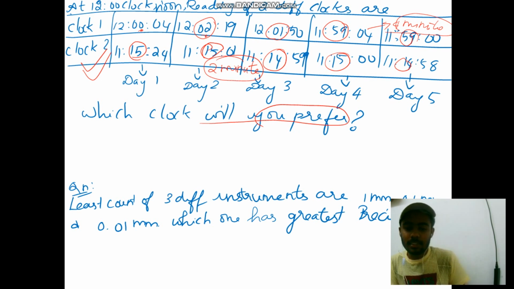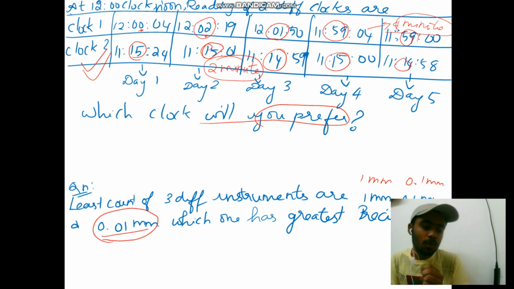Next, see this question. The least counts of 3 different instruments are 1 millimeter, 0.1 millimeter, and 0.01 millimeter. Which of the following has the greatest precision? As I said, greatest precision means it must have more decimal points. So the device with least count 0.01 millimeter has the more precise value.